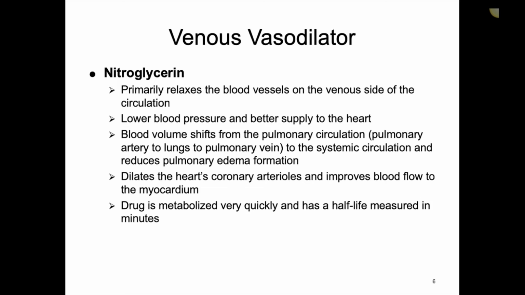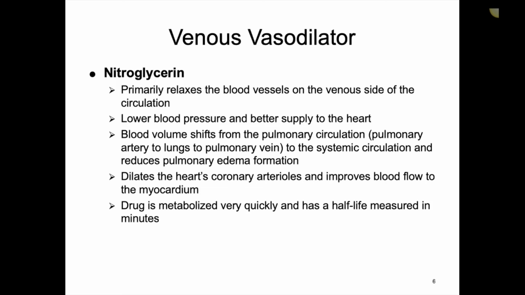The blood volume shifts from the pulmonary circulation, so pulmonary artery to lungs to the pulmonary vein, to the systemic circulation, and reduces that pulmonary edema formation. Because again, if that area of the heart isn't working overly well, it doesn't have very strong contractions to pump that blood to the heart, we start getting fluid backed up around the lungs. So this reroutes that circulation away from pulmonary circulation to the systemic circulation and reduces pulmonary edema. It dilates the heart's coronary arterioles and improves blood flow to the actual myocardium. And the drug is metabolized very quickly and has a half-life measured in minutes, which is crazy.